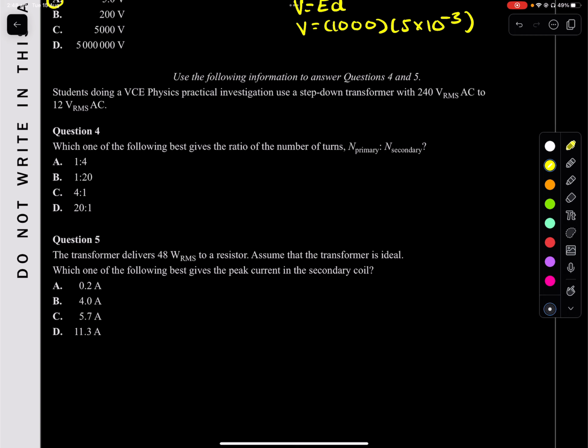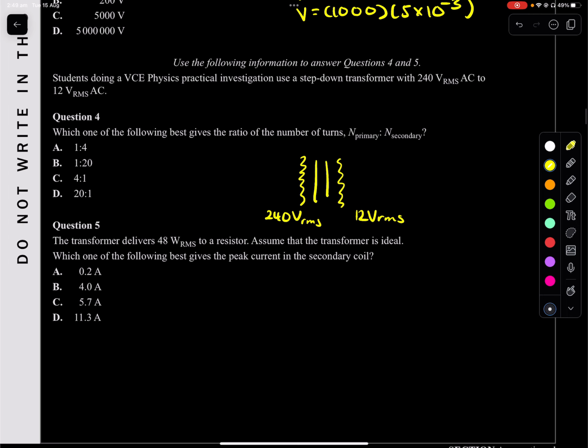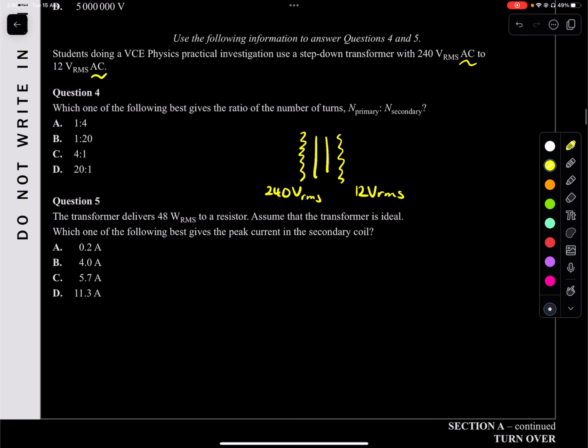A student doing a VCE physics practical investigation uses a step-down transformer. So we have a transformer, and it was initially 240 volts RMS, and it transforms it to 12 volts RMS AC. That's good because transformers only work with AC current. Which of the following best gives the ratio of the turns N primary to N secondary?